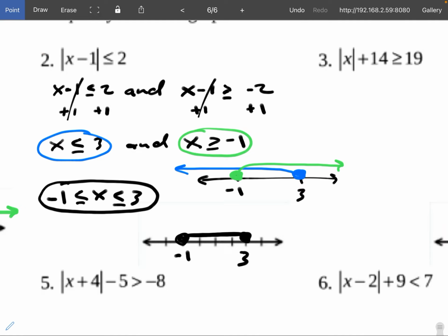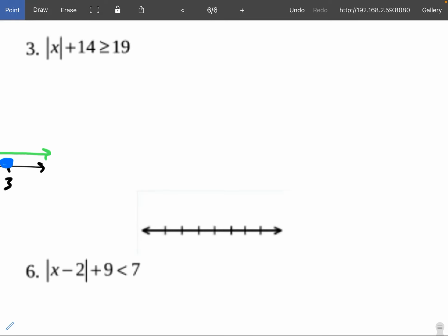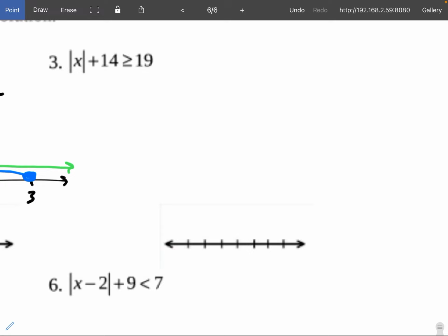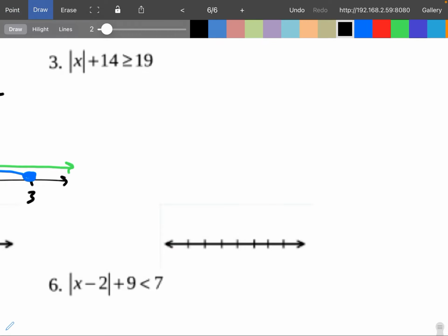Remember, we're finding the X's that make this inequality true and this inequality true at the same time. We're going to plug our X into here to see if we did it correct. We're going to put it in the original inequality. So 2 is definitely in that shaded region, so we're going to put 2 in right here for X. So what's 2 minus 1? That's 1. What's the absolute value of 1? 1. Is that less than or equal to 2? Yeah, so it checks. Okay?